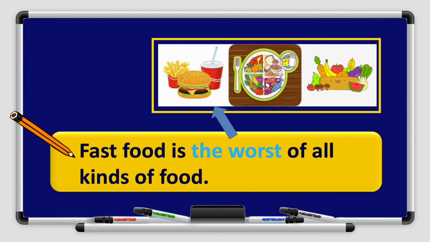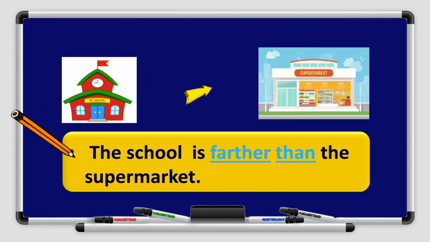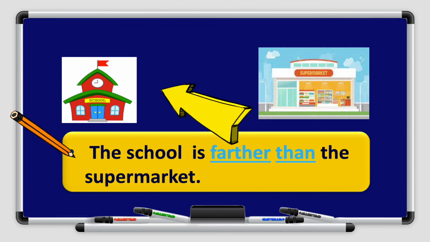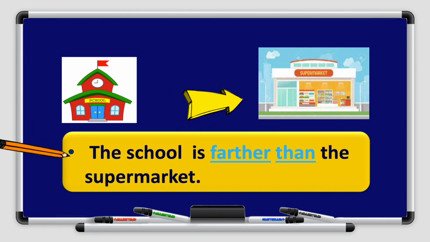Now think of examples like this. The school is farther than the supermarket. Remember our rule. We have the verb is, the irregular comparative adjective farther, plus than, plus the rest of the sentence. The school is farther than the supermarket.